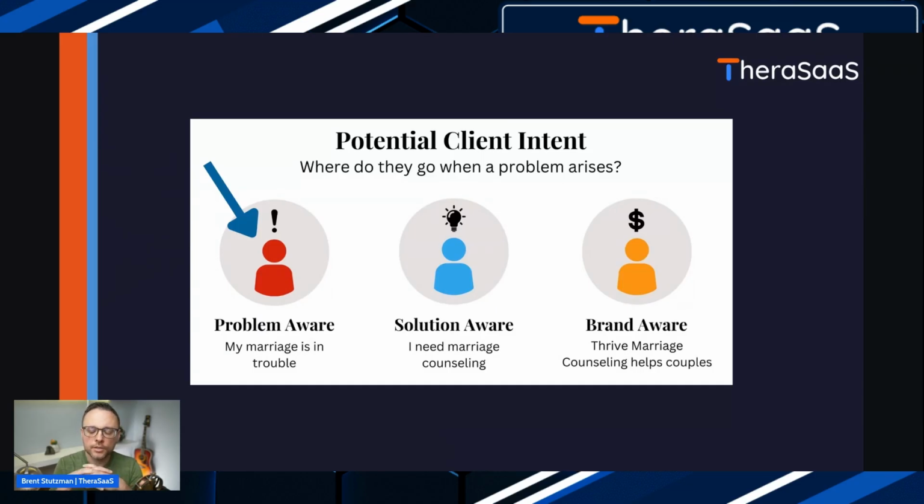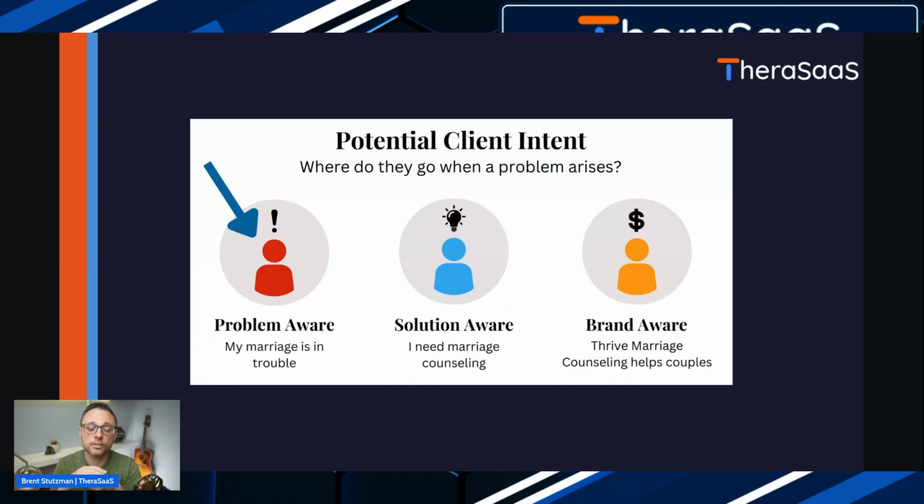I need you to kind of have this framework in mind as you think about Google Ads. And actually, this is a great framework for branding in general or marketing in general. So there are these 3 stages of a process that somebody goes through when they think about buying therapy services or signing up for therapy services. So a potential client's intent: where do they go when a problem arises? The first stage is problem aware. So let's say my marriage is in trouble, right? They are aware of that problem. And then they're solution aware. And the solution is marriage counseling. So that's another stage in the buying cycle.